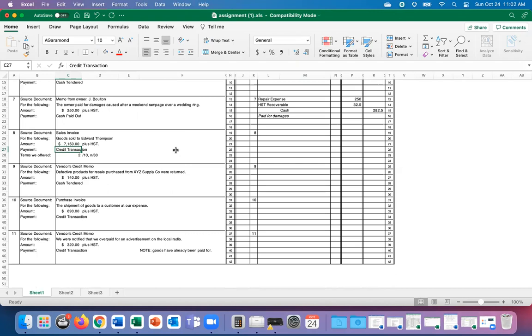So since this was a sales transaction, that is a revenue account. And so we are adding to a revenue account. So this one, our new account that you might not be familiar with, because it's a merchandise account, is the sales account. As I say, that's a revenue account. And we're going to be adding to it that $7,150 that we made from Mr. Thompson there.